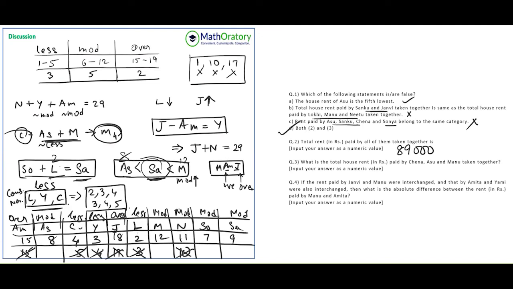Third one, what is the total house rent paid by C, A, and M? So C, okay, ASU, right? AS and M. So that's 4, 8, and 12. So 12 and 12, 24. So that's 24,000.